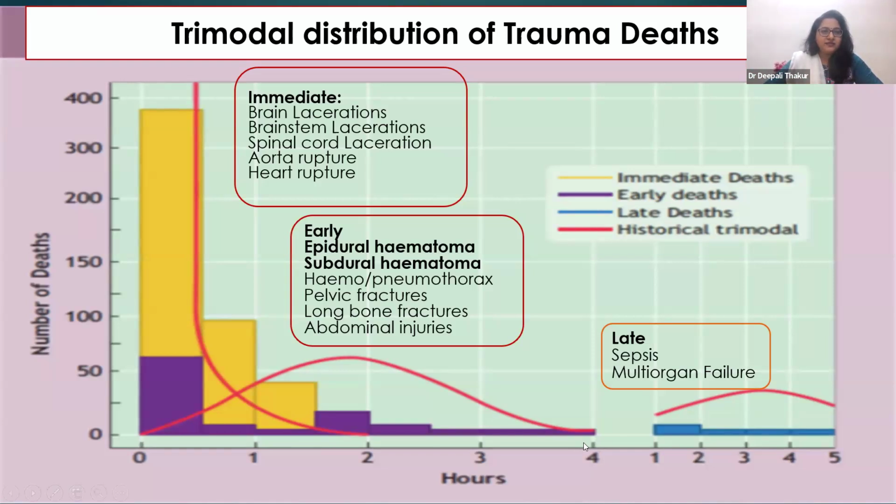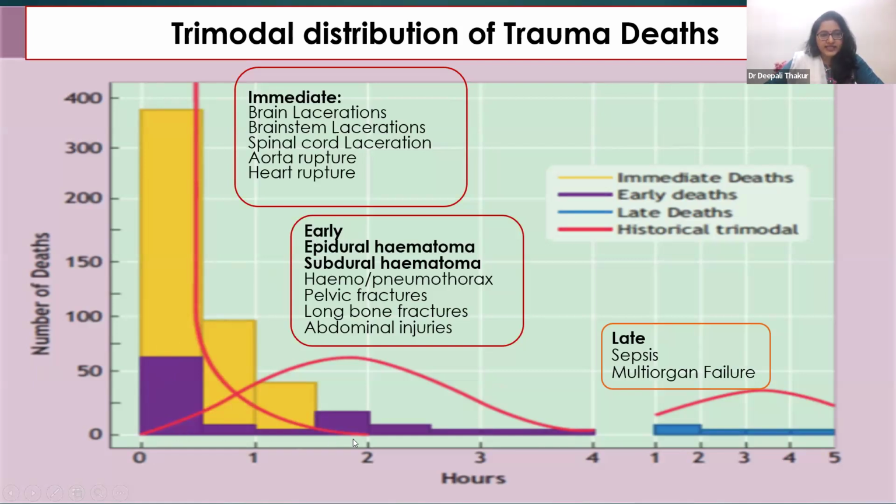We know that trauma has this trimodal distribution of deaths. So we actually can't do anything about these immediate deaths. These are the patients who rarely reach our hospital and rarely get any intervention rapidly. But there are a significant number of patients which fall in this early category. This purple color represents that.